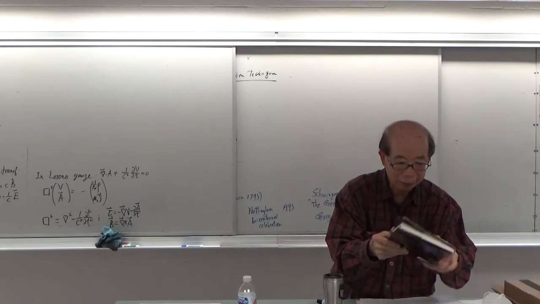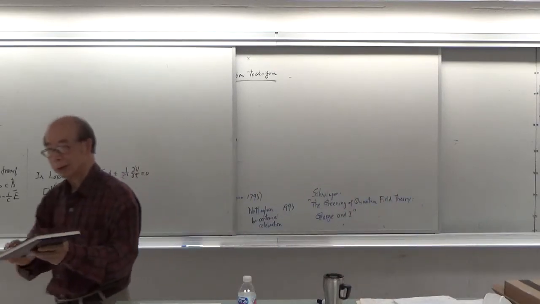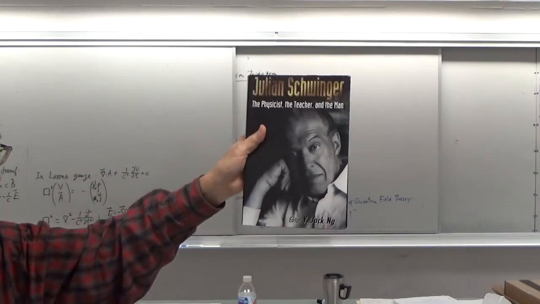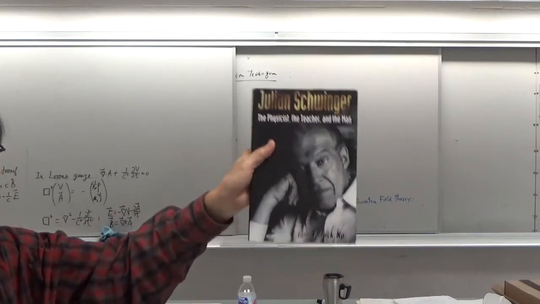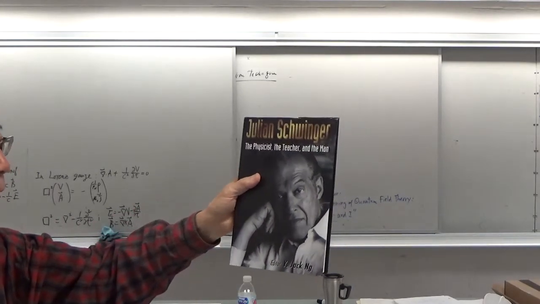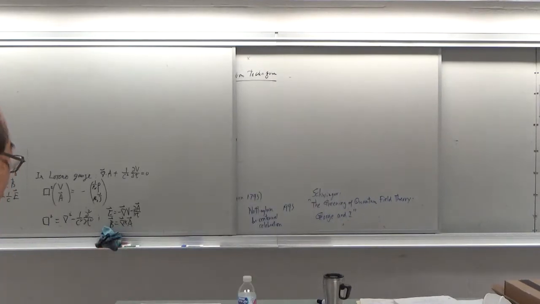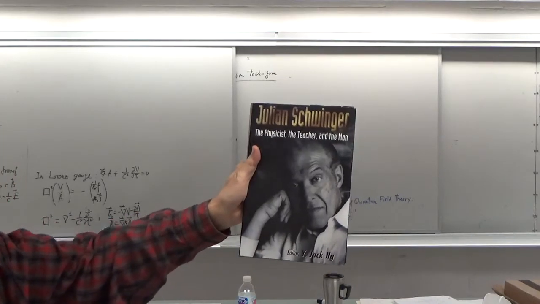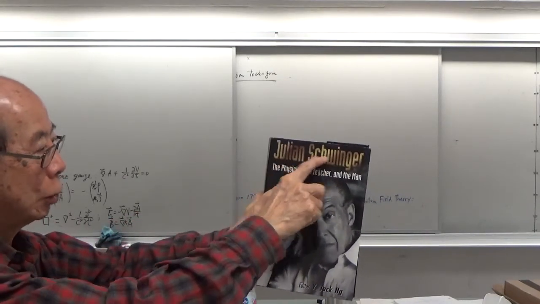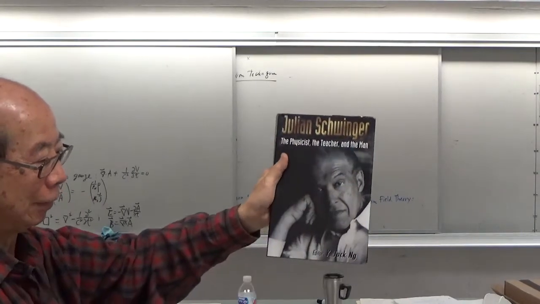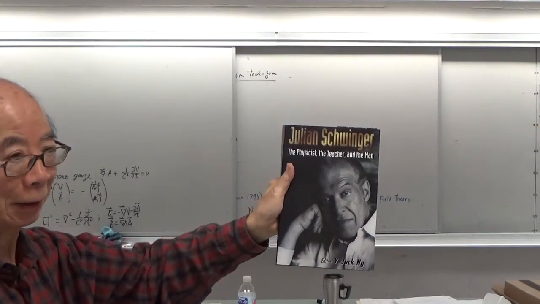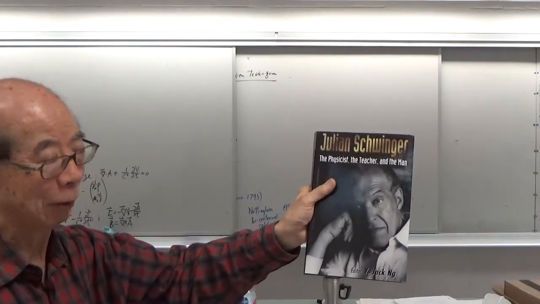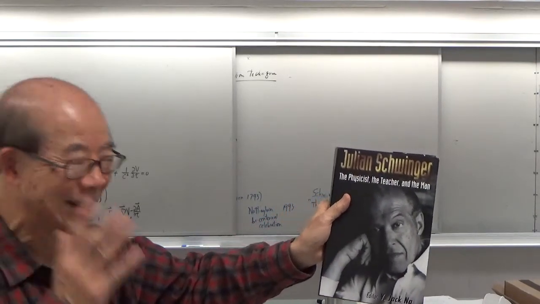In case you have never seen the picture of Julian Schwinger, this is what Schwinger looked like. And I edited a book in his memory in 1995. This is Schwinger. So the title of my book is Julian Schwinger, the Physicist, the Teacher, and the Man. And if you have a chance, you can check out this book from the library and take a look. It's a very interesting book to me at least.